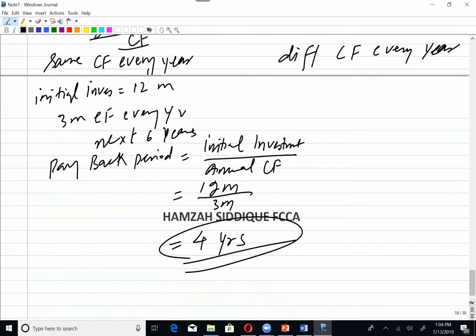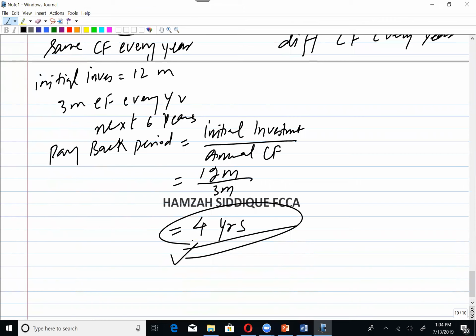Students, if the bank is giving us a loan for this period, or we have funds spare for 4 years, we can accept the project on payback, otherwise we cannot.